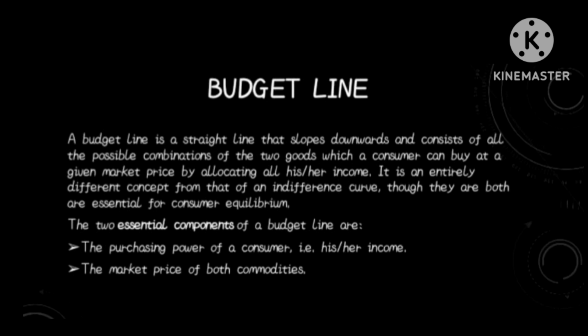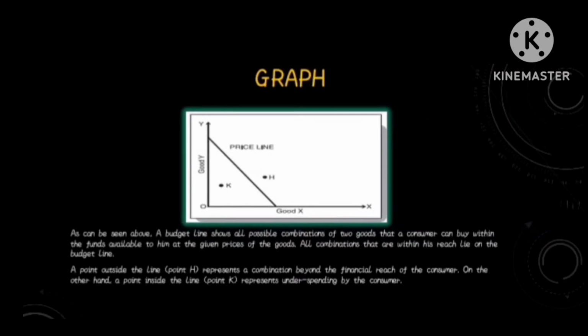A budget line is the straight line that slopes downward and consists of all possible combinations of two goods which a consumer can buy at a given market price by allocating all her income. It's an entirely different concept from that of an indifference curve, though they are both essential for consumer equilibrium. So the two essential components of a budget line are compulsory.